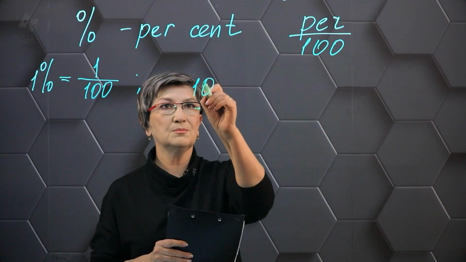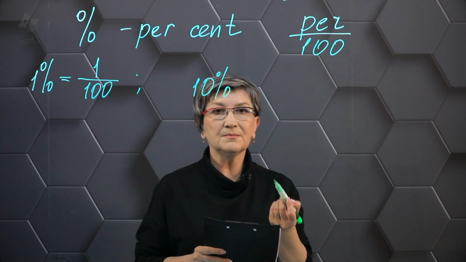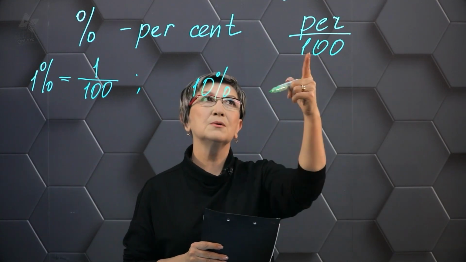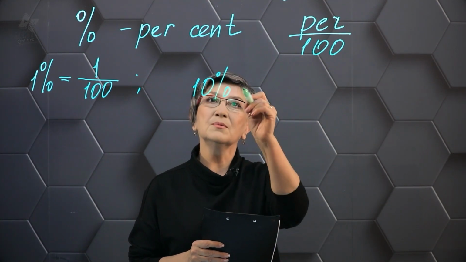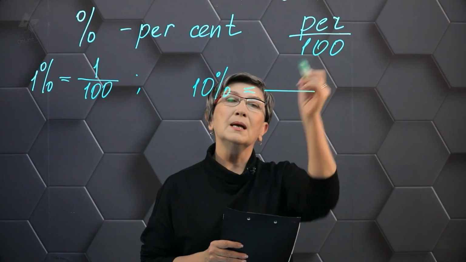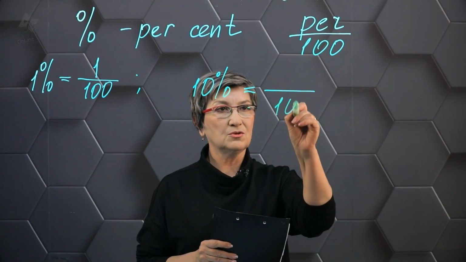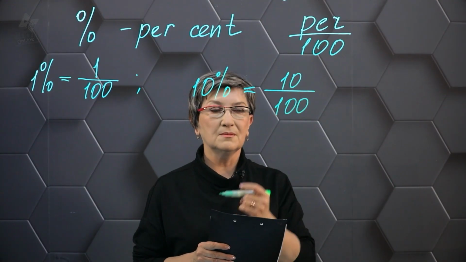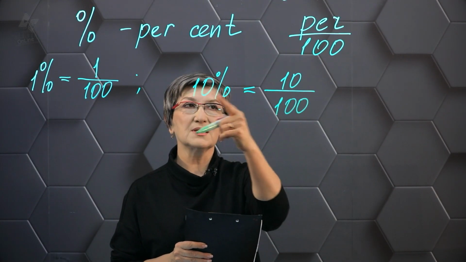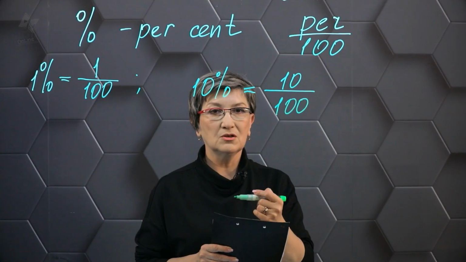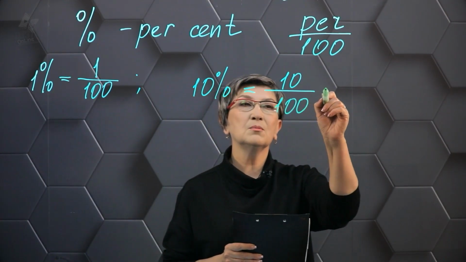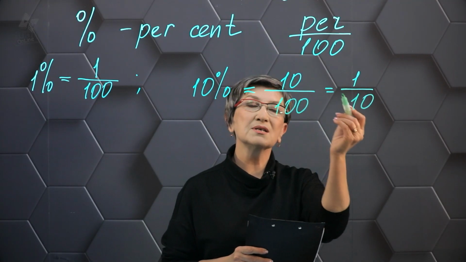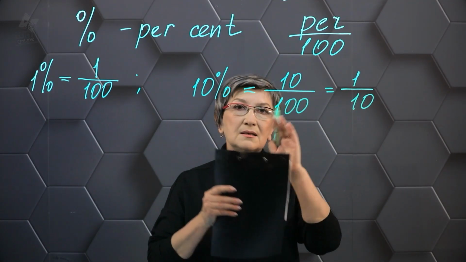If I write down 10%, what will that mean? If we say that 10% can be written as a decimal number, then for this decimal number the denominator will be 100 and the numerator will be 10. So 10 out of 100, 10% is equal to 0.10. If we simplify this fraction, we'll get 0.1. So 10% means 0.1 of something whole. It is a fraction equal to 1/10 of a whole.